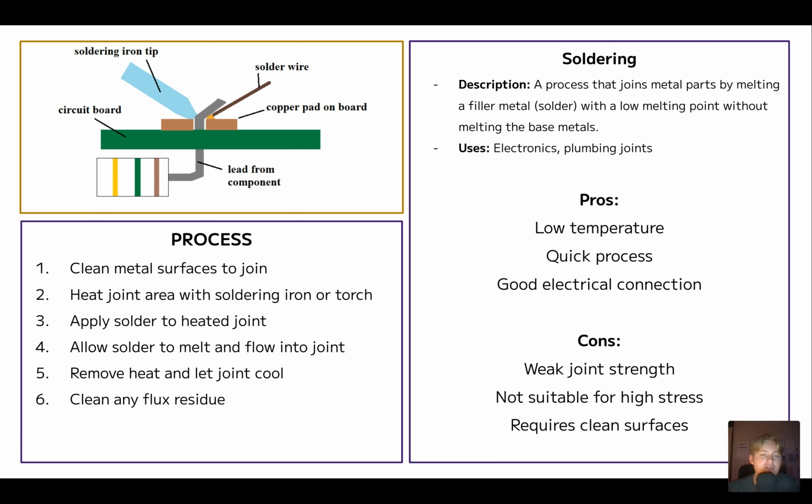The process you'd describe in the exam would be cleaning the metal surfaces that you need to join, heating the area gently with a soldering iron or torch, and applying the solder to the heated joint. You then allow the solder to melt and flow into the joint and remove the heat to let the joint cool, at which point you can then clean any flux residue.